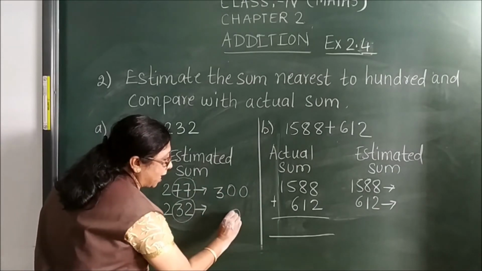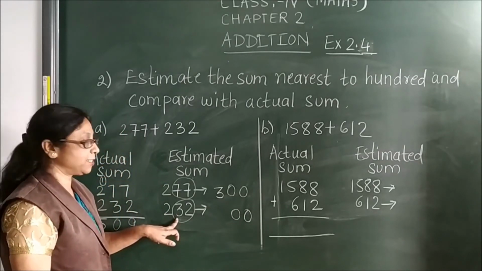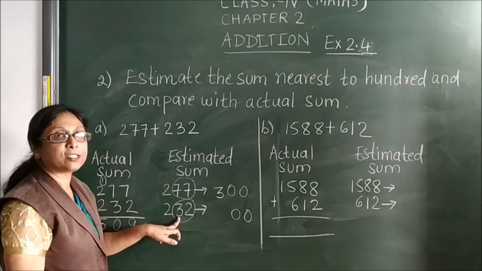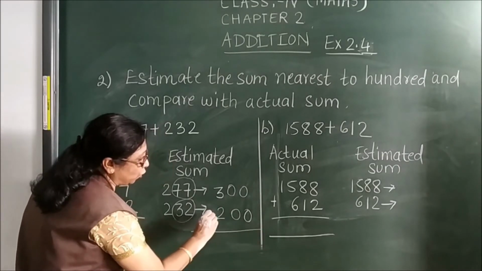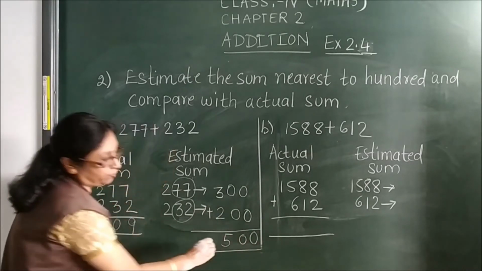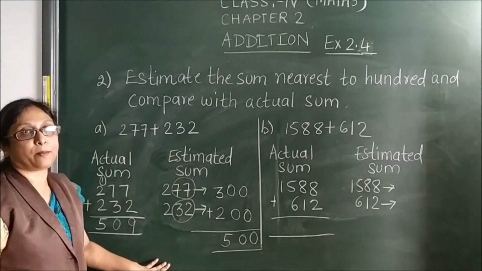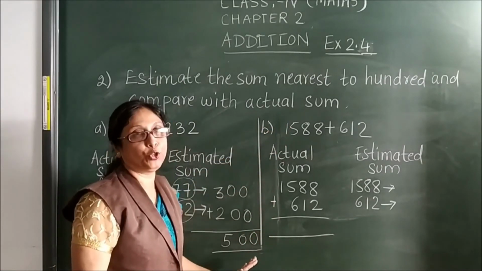Same here, you will add 2 zeros and then you see the circle digit, first one, it is 3 which is less than 5. So 2 will be as it is. Both you will add. When you add, what you will get? 500. This is the estimated sum. Now we will see the second question, then it will be more clear to you children.